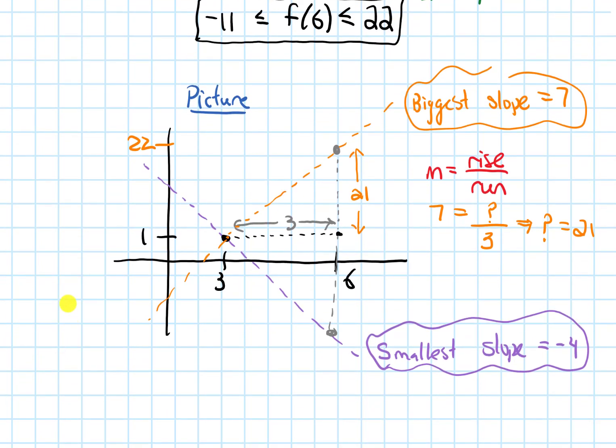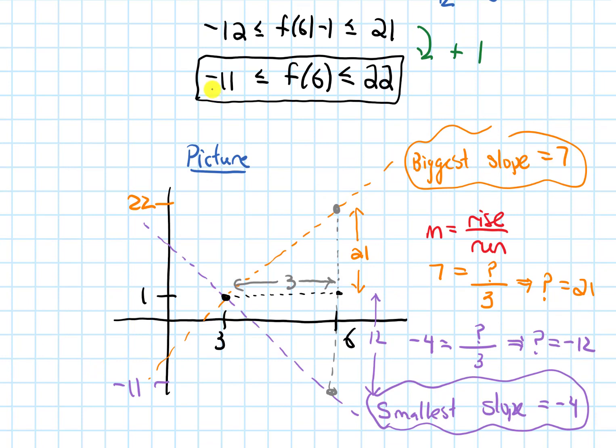If I do the same thing with the other line, that slope is negative 4. That's going to be equal to the rise, I'll put a question mark, over the run, which is still 3. If I rearrange this, that question mark is going to be negative 12. So if I go down 12 units, let me just put a 12 here, so I can write it as a length, that's why I'm writing it as a positive number. If I go down 12 units from the 1, I end up at negative 11. And that's the smallest my y value could be.